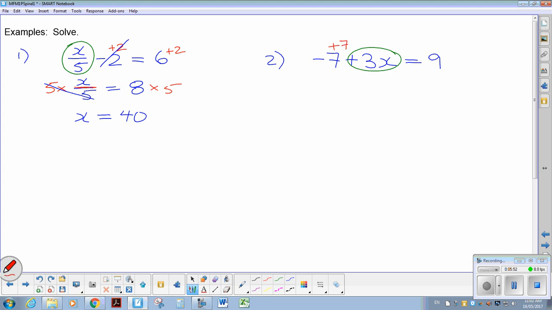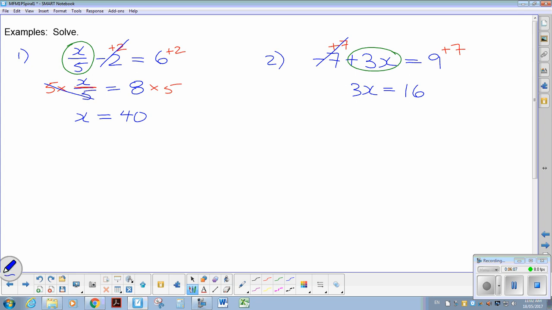Whatever I do to one side, I do to the other. I have to see that notation for full marks. Negative 7 plus 7 is 0. 3x equals 9 plus 7 is 16.